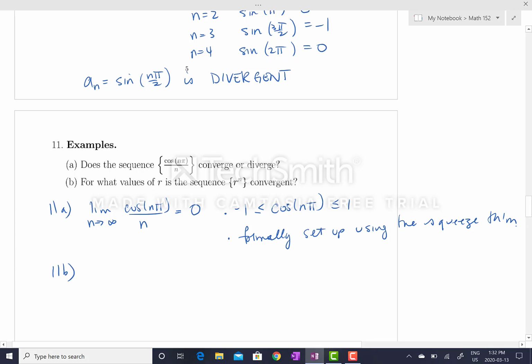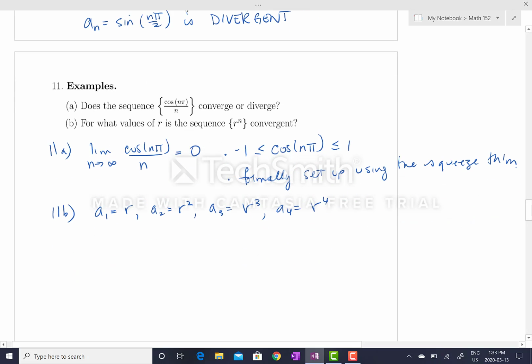Okay, then let us take a look at example 11b. For what values of r does the sequence r to the n converge? So we have a situation like this. a_1 is equal to r, a_2 is equal to r squared, a_3 is equal to r cubed, and a_4 is equal to r to the 4, etc. And we're asking what happens when this number n gets very large. That is the limit as n goes to infinity of r to the n.